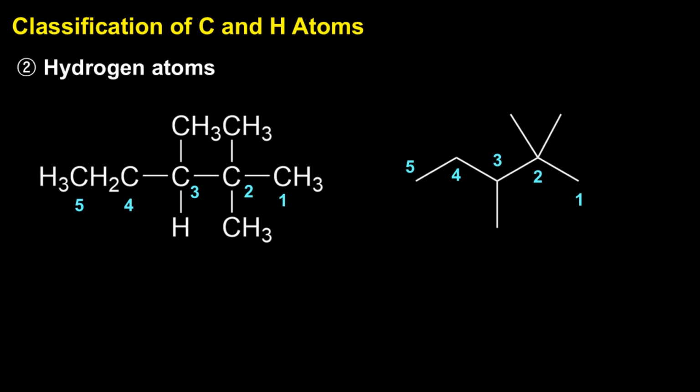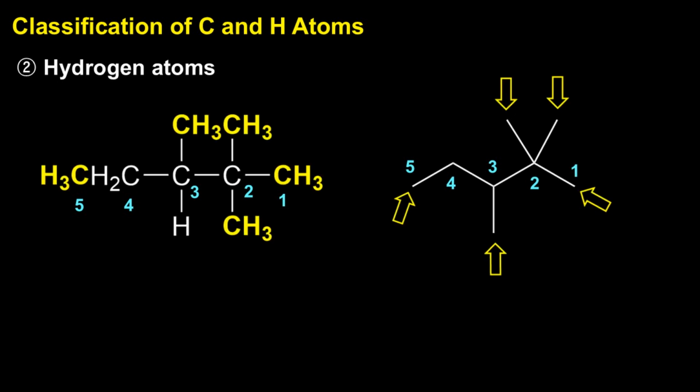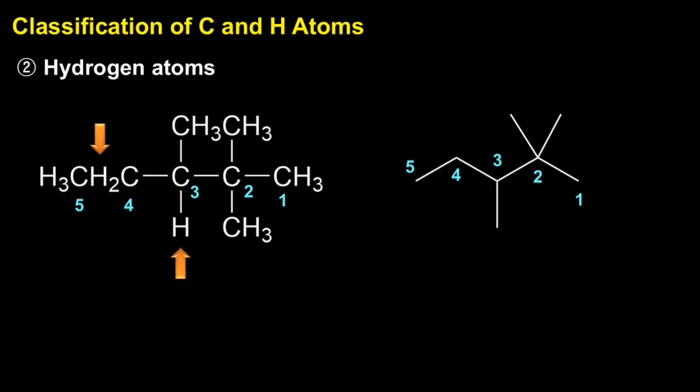In a skeletal structure, the hydrogens bonded to carbon aren't drawn out, they're just implied. But remember, each carbon needs to form 4 bonds. So based on how many bonds are already shown, you can figure out how many hydrogens are missing. Hydrogens that are attached to primary carbons are called primary hydrogens. Now in this molecule, we've got 5 primary carbon atoms, and each one has 3 hydrogens. So if you do the math, that gives us a total of 15 primary hydrogens.